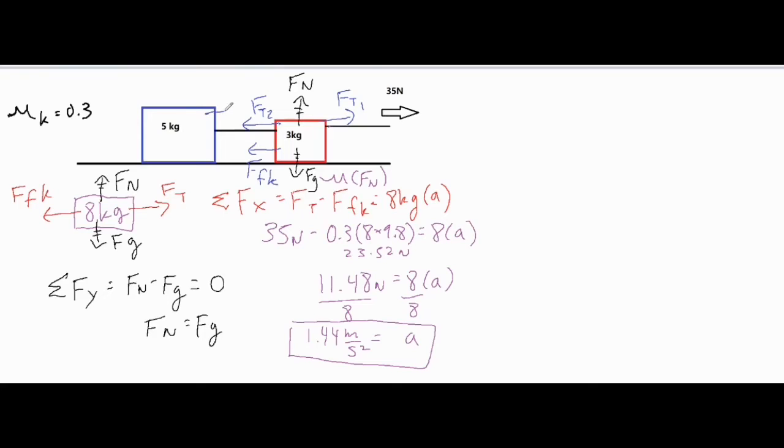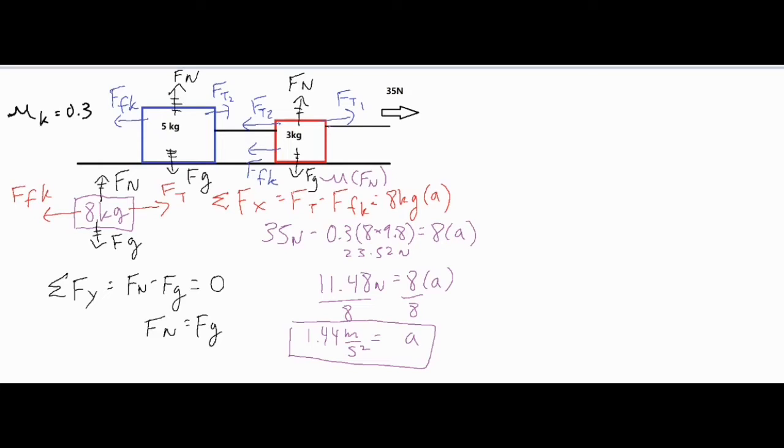For our second block, we have this same force from this string, FT2, the tension, except this one is pulling it to the right. We have the force of kinetic friction opposing the slide. And then we also have the normal force and the force of gravity that are equal and opposite to one another.